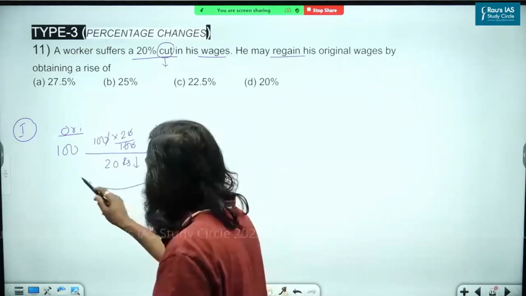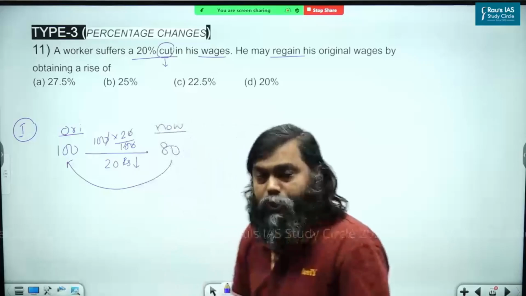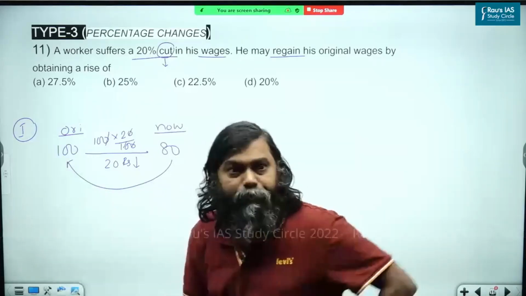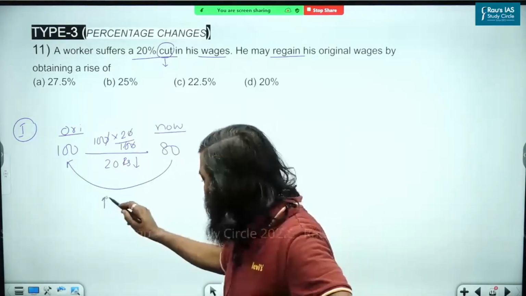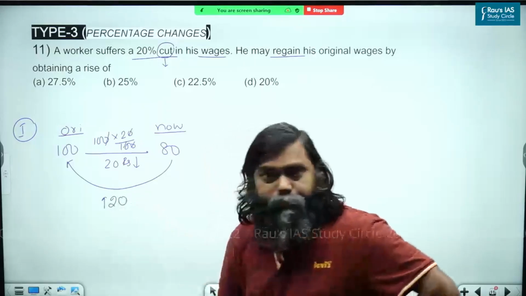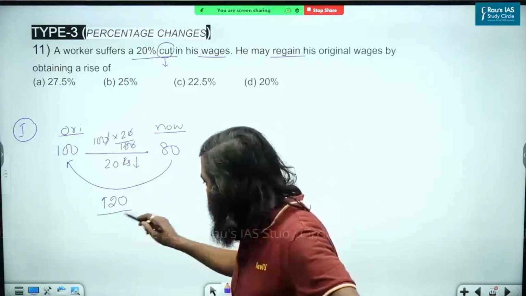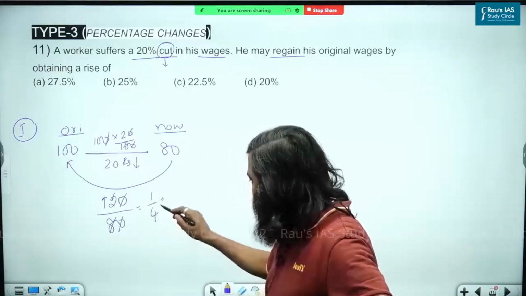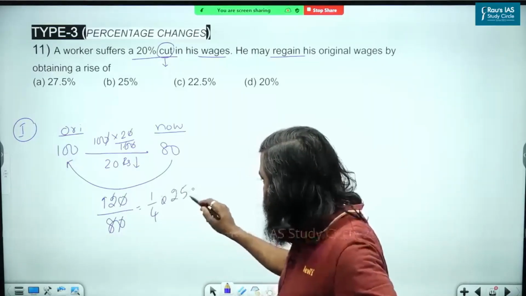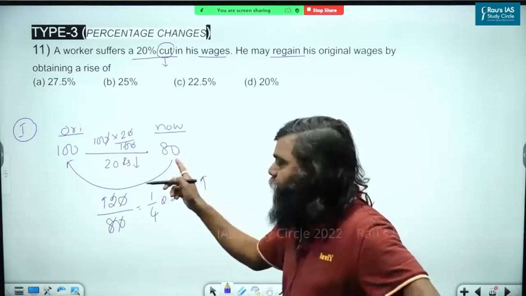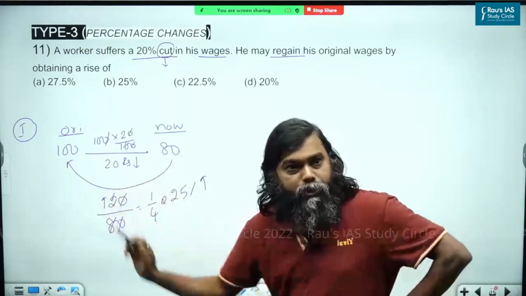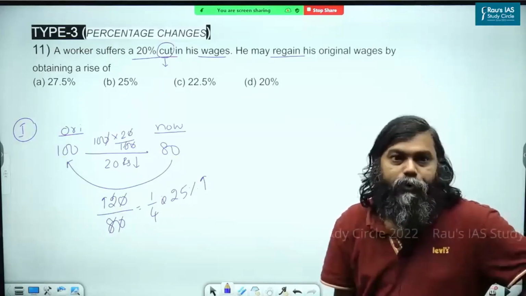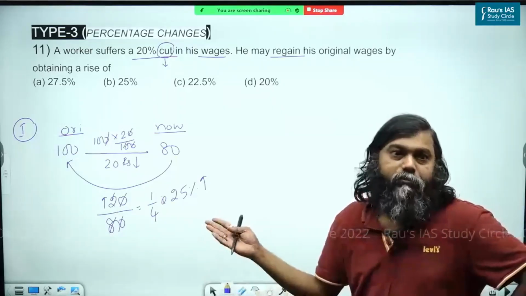That means going back to the 100 rupees. You have to increase your income by 20 rupees. From where? From 80. Percentage means multiply by 100. That means you have to increase your present income by 25% to go back to the original income. Do you understand this?